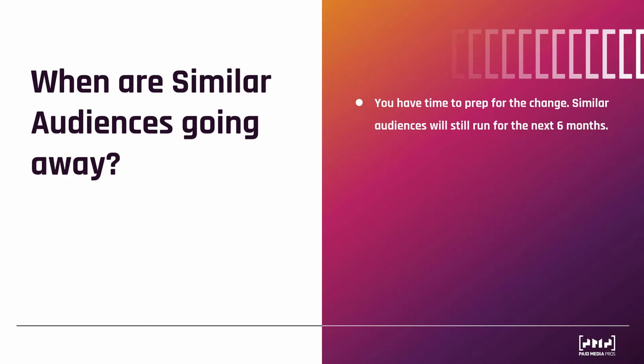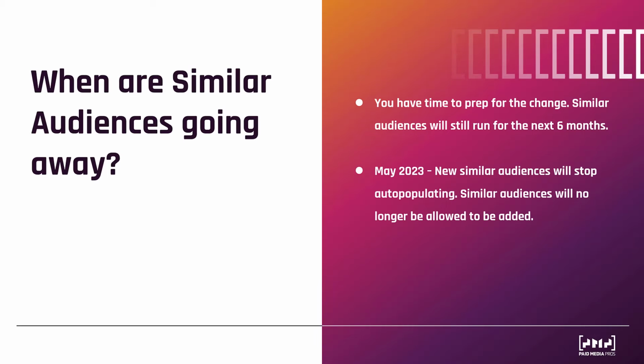And I say this because they did give us a good heads up. Advertisers will still have 6 months to use similar audiences. Now, after this 6 months is when we really start to see the changes occur within Google Ads. Starting in May of 2023, Google will stop automatically creating new similar audiences.